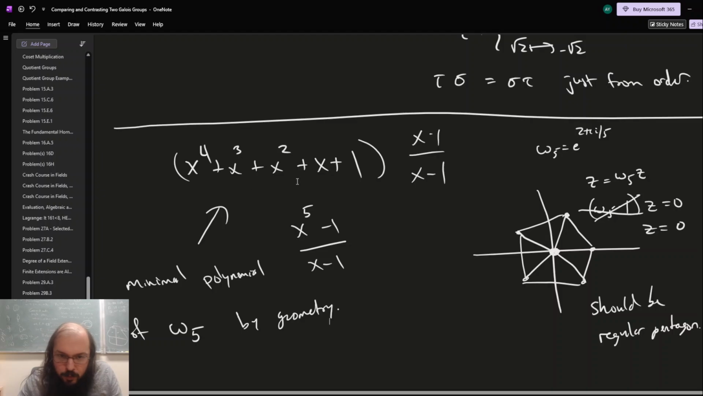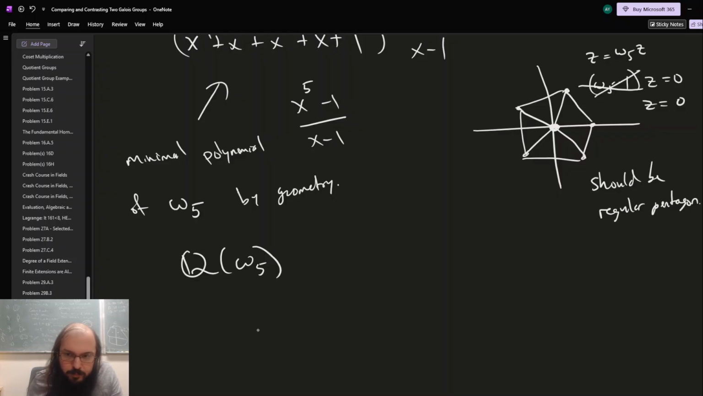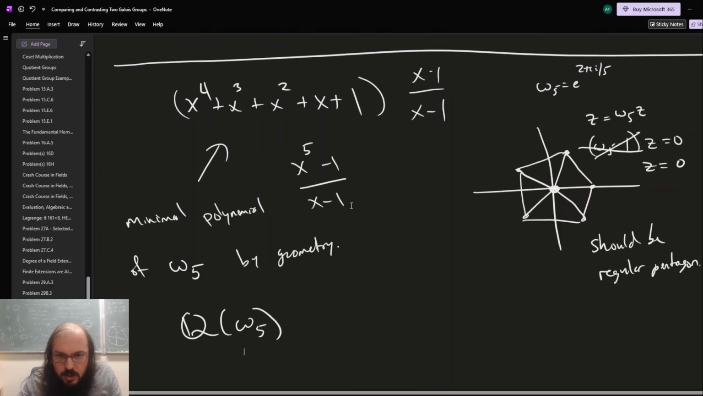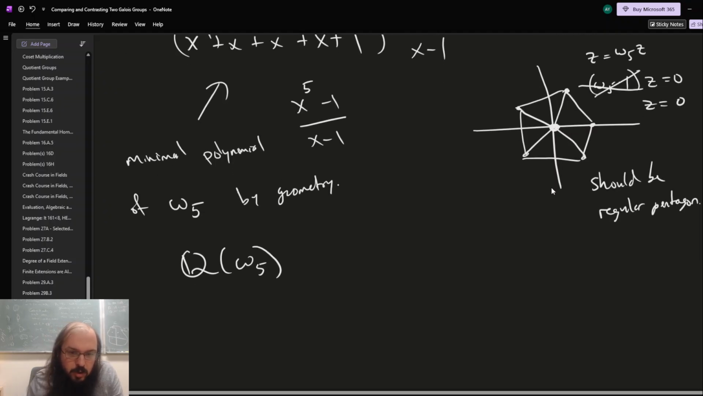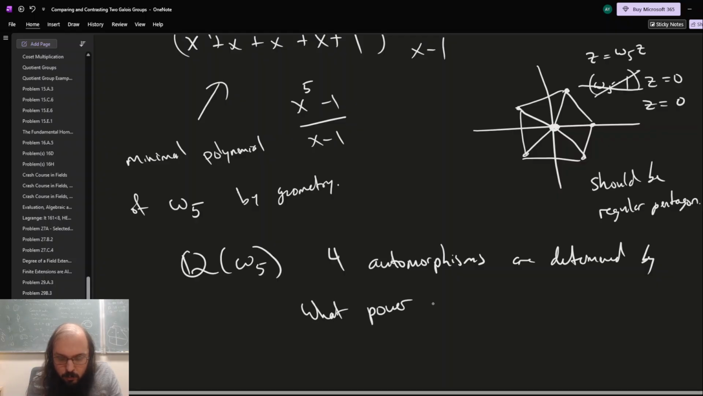So now I know the root field of this thing, right? Since we talked about this object before, this is the root field Q adjoin omega 5. And so what are the automorphisms of this thing? Well, I know that I can send omega 5 to any of its other powers except for 1. If I send it to 1, then it's not injective anymore, because 1 already goes to 1. So the 4 automorphisms that I have are determined by which power of omega 5 I send it to.